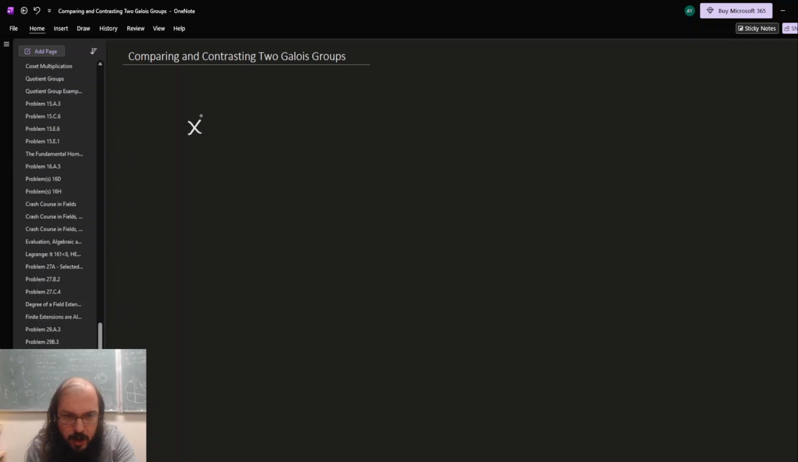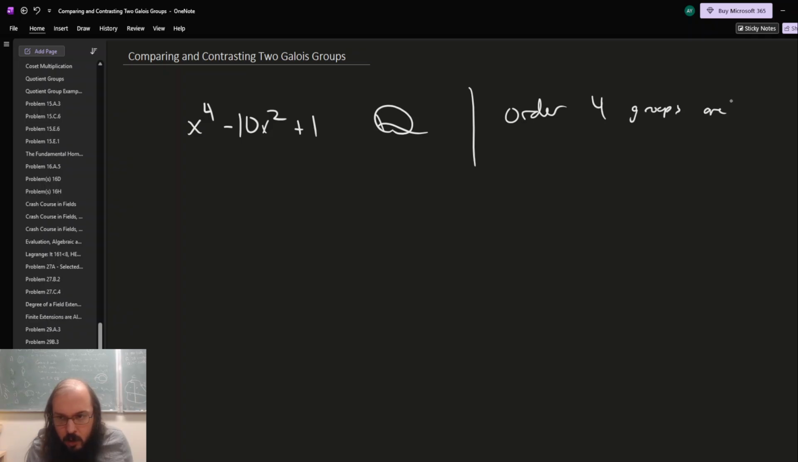So the first one I want to look at is x to the 4 minus 10x squared plus 1. So it's a degree 4 polynomial. We're going to look at this defined over Q. And so once we find a splitting field, we know that the Galois group is going to be order 4. And we know that there are two groups of order 4, right? The two choices for order 4 groups are Z mod 4Z and Z mod 2Z times Z mod 2Z.